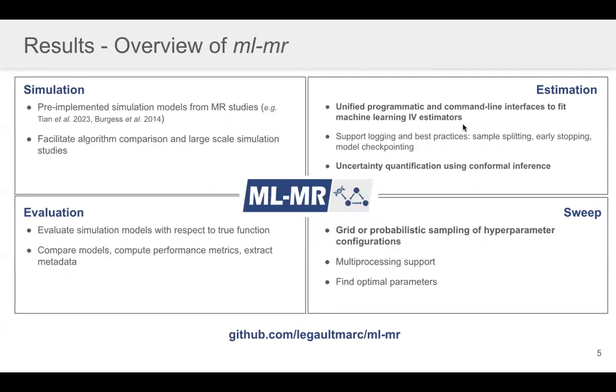ML-MR has four main components. First, we provide a simulation module that implements models found in the MR literature. This enables head-to-head comparison of different IV estimators. We also provide an estimation module that currently implements two variants of DeepIV, a new estimator we call Quantile IV, and a deep feature instrumental variable estimator, which I often call DFIV.